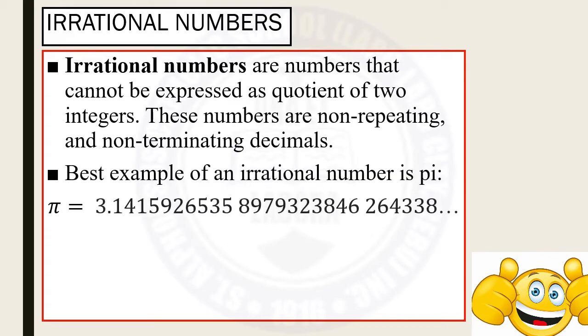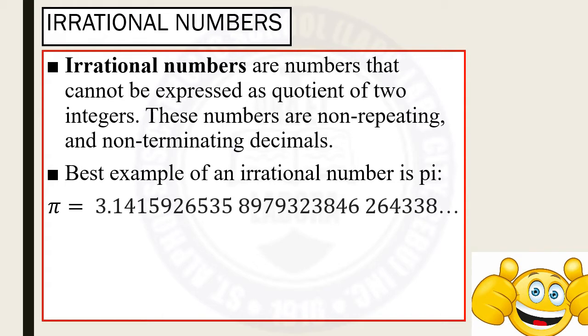The best example of an irrational number is pi. Pi is equal to 3.1415926535 and so on. The decimal digits of pi have no end, and they are also non-repeating.